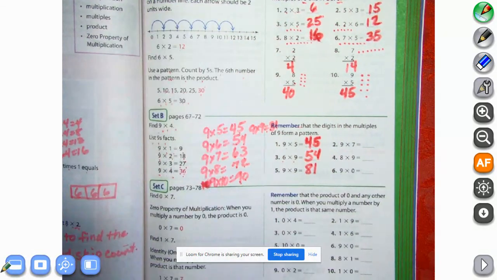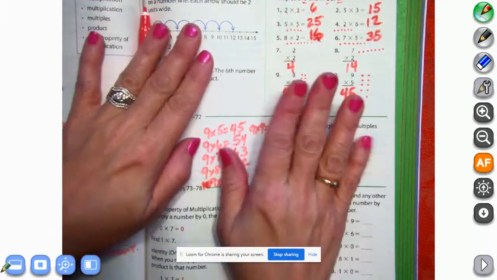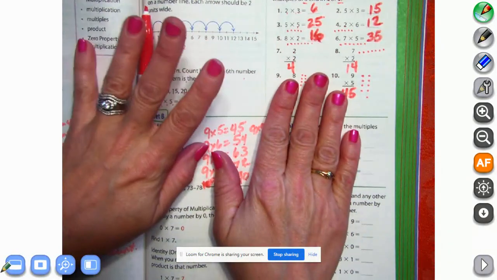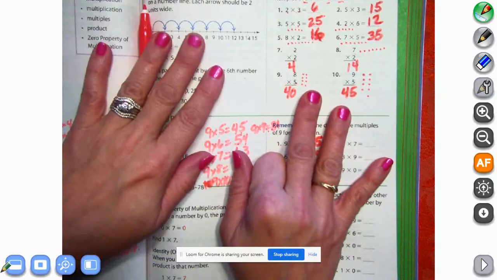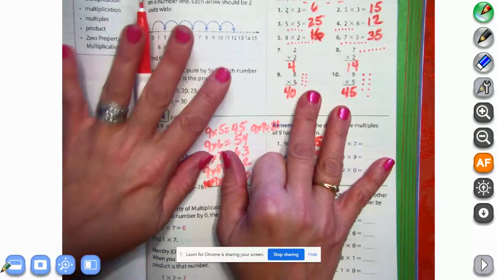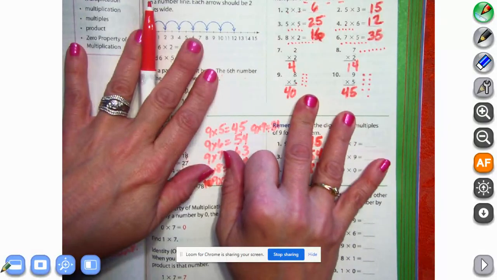Okay. Is that making sense? I hope it's making sense. 9 times 7. 1, 2, 3, 4, 5, 6, 7. Put number 7 down. These are our 10s. 10, 20, 30, 40, 50, 60. 1, 2, 3, 63.